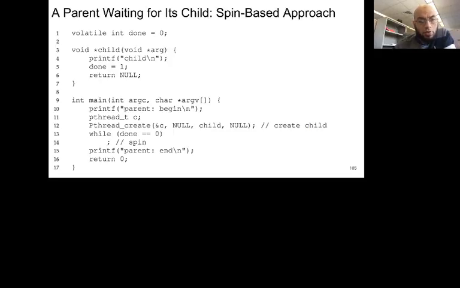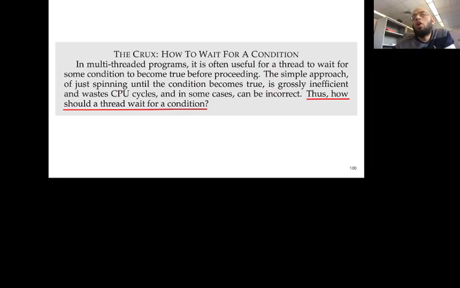You do it sometimes, like in the spin locks case, but that's because that is one of the very primitive ways to do locking, so you might need to use it. So what we are going to discuss today is how to wait for a condition in a multi-threaded program.